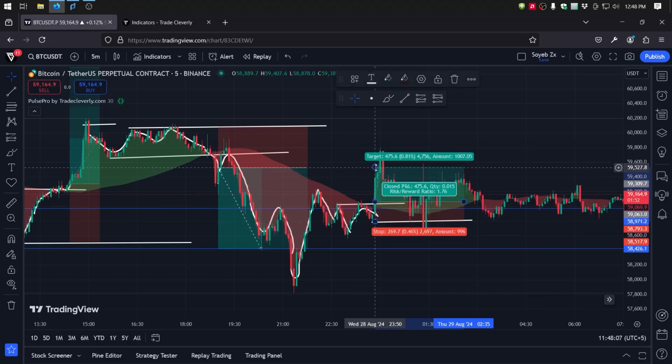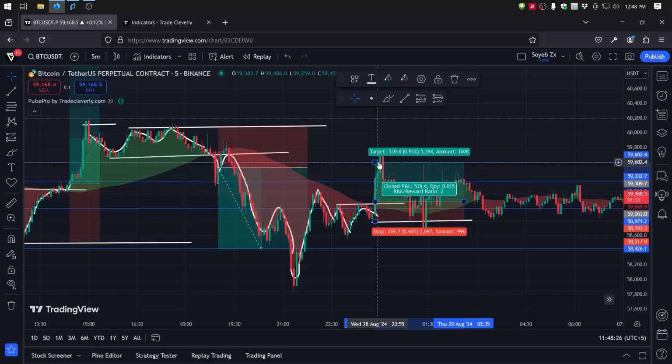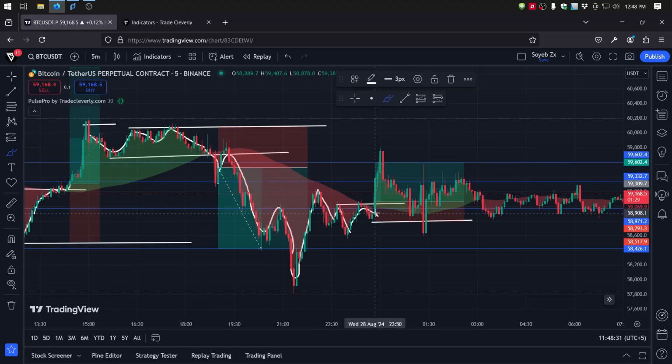our first profit target will be 1 times the stop loss, and the second profit target will be 2 times the stop loss. As you can see, the price is successfully hitting our profit target 1 and profit target 2, and it counts as another successful trade. So now let's see what happens next.